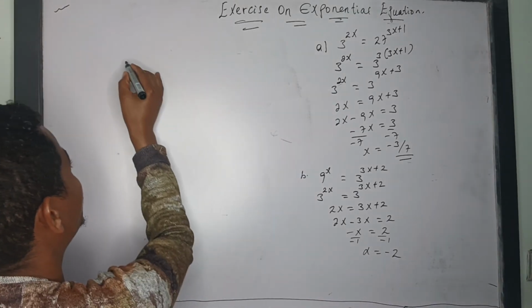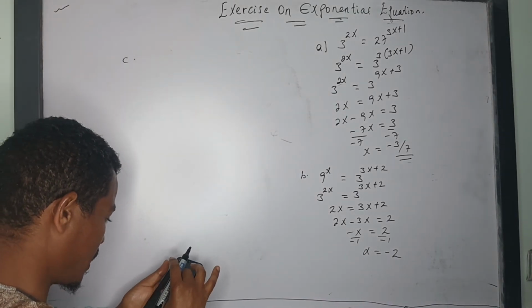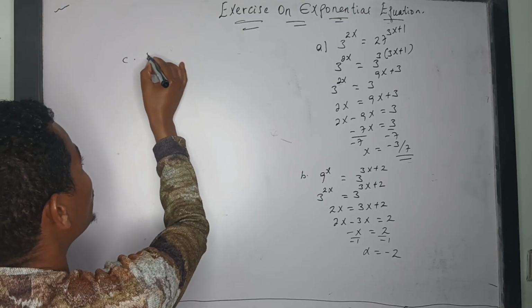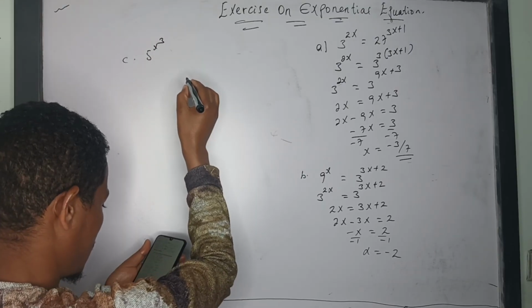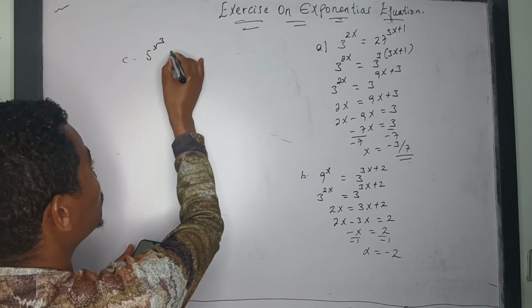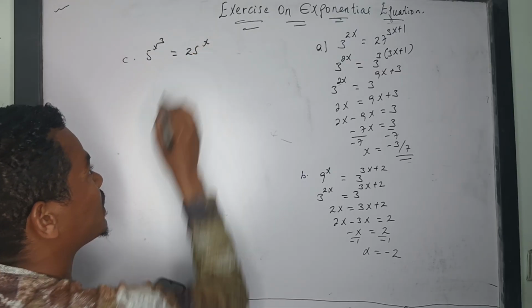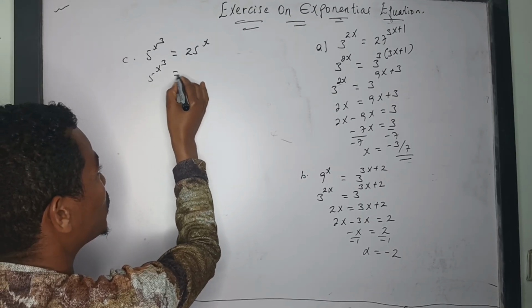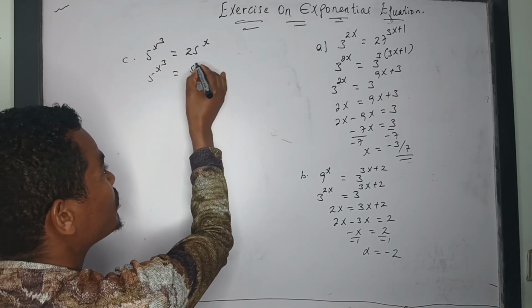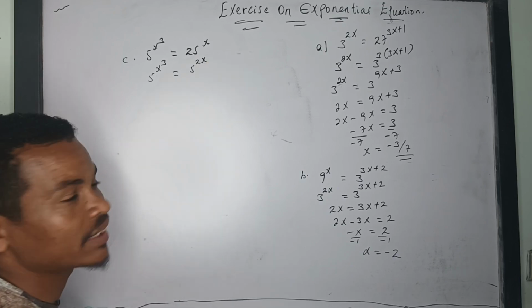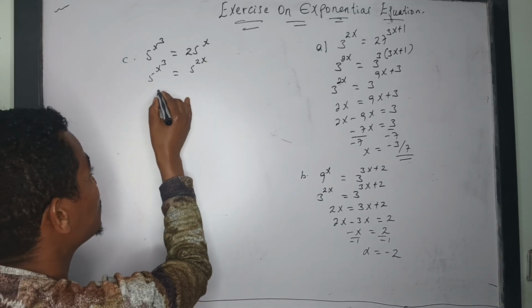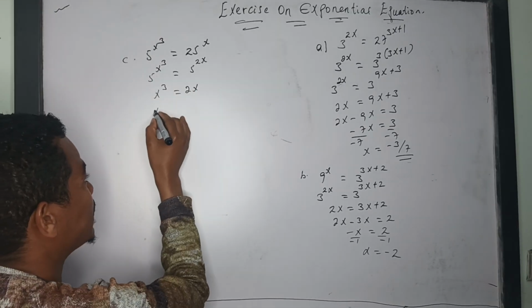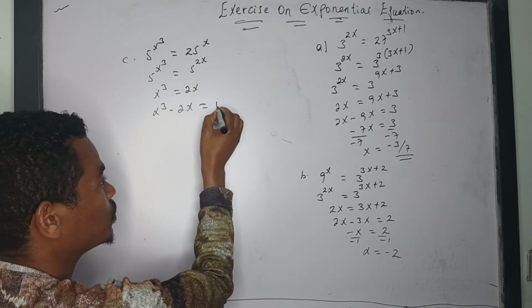B, C. C, okay. 5 to the power of x cube is equal to 25 to the power of x. Remember, 25 is the same as 5 squared, right? So 5 to the power of x cube equals 5 to the power of 2x. The bases are equal, which means x cube is equal to 2x. So x cube minus 2x is equal to 0.